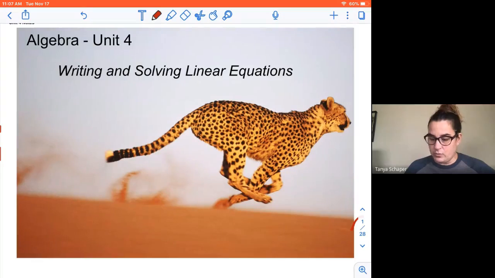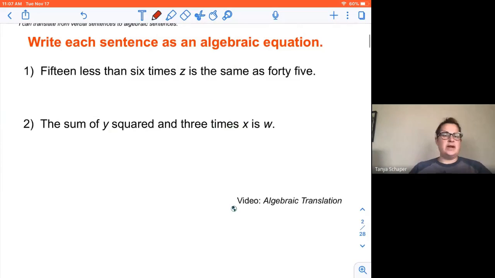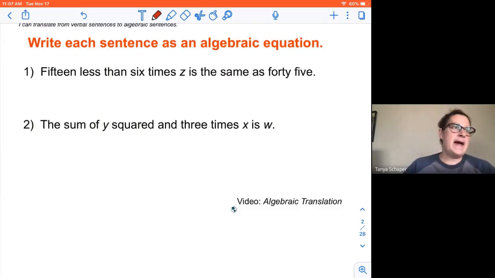So we're going to start with writing sentences as an algebraic equation. And we did some of this work back in Unit 3, but we're going to continue on with it. So what we do is we take the words and we basically write them in order, left to right.